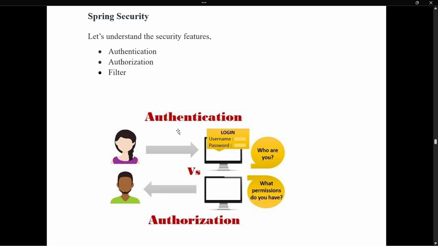Exactly like that, we will be authenticating the login with a username and password by asking who are you. If they are a valid registered user, then we will give the authorization permission, like what permissions do you have. This is how security works in the application. Let's understand authentication, authorization and filter in depth one by one in upcoming videos. If you have any doubts related to this video, then please comment in the comment box. I'll make sure to clear all your doubts.